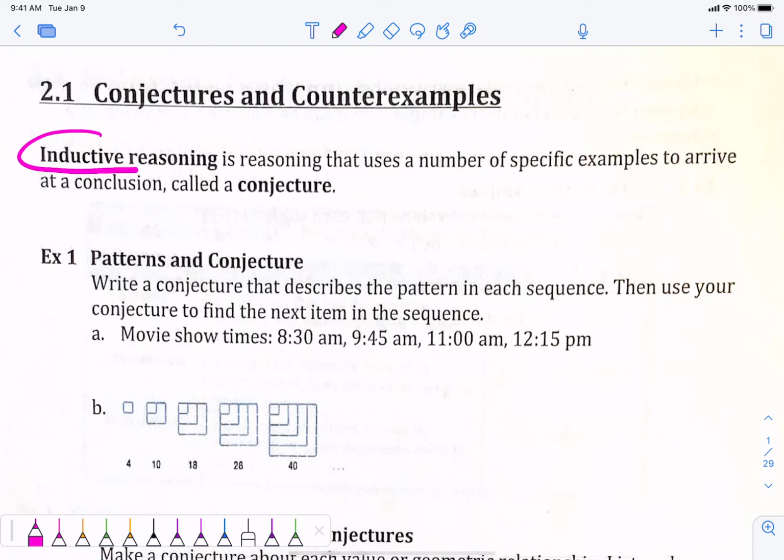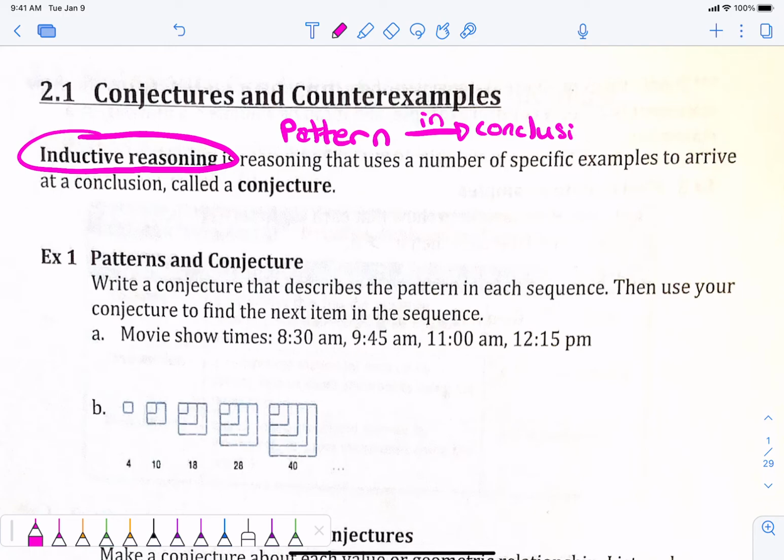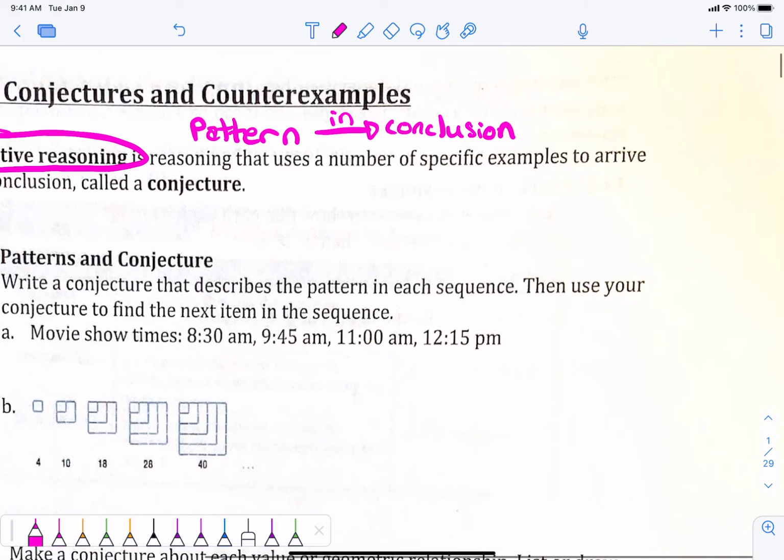Inductive reasoning is the first vocabulary word that we have. Later on in the chapter, we will talk about deductive reasoning. So here's what inductive reasoning is. I see the word "in," and it means you're putting stuff in. So in inductive reasoning, you have a pattern of things that you're putting in to a conclusion. You're forming a conclusion from a pattern or a group of behavior. You take that pattern and you're shoving it into some conclusion, and that conclusion is called a conjecture.